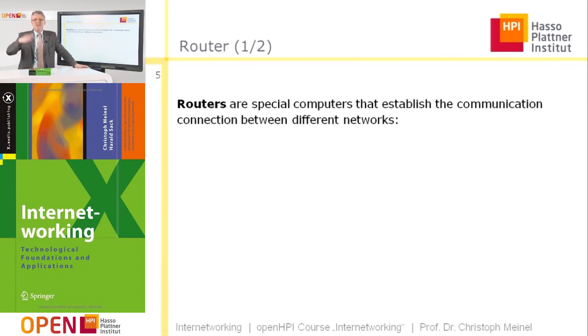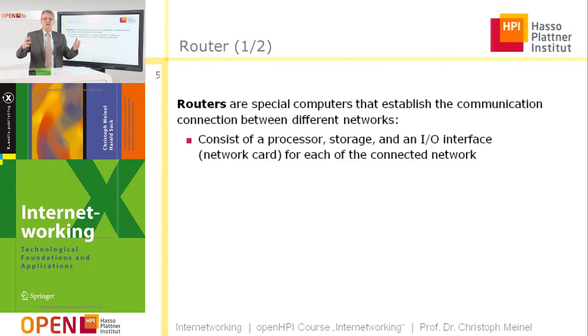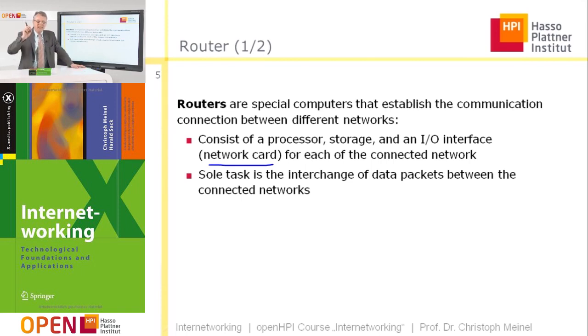Let's have a look at these transmission systems, the routers. Routers are special computers that establish the communication connection between different networks. Such routers consist, like a usual computer, of a processor, of storage, of an input-output interface. This input-output interface consists of the network cards. And they need such an input-output interface, such a network card, for each network the router is connected to. So the router needs to understand all the technologies inside the connected physical networks. Now the sole task of the router is to interchange data packets between the different connected networks, of course only if a packet from this network should be transmitted into the other network.